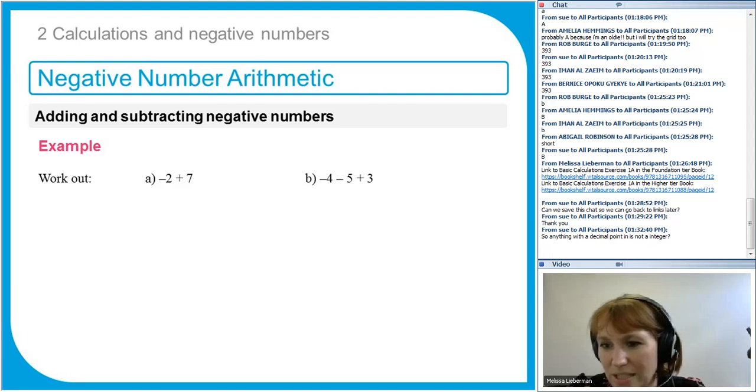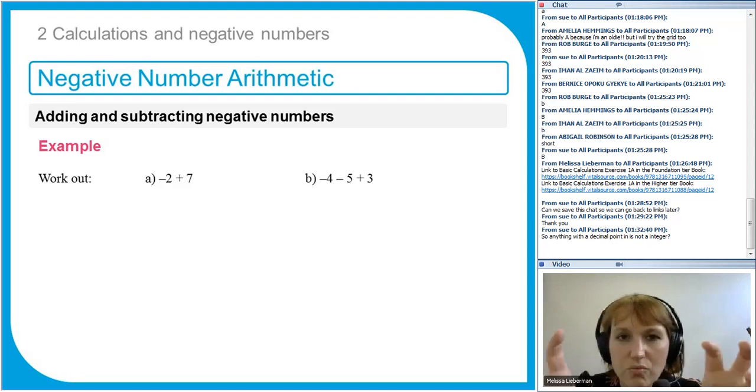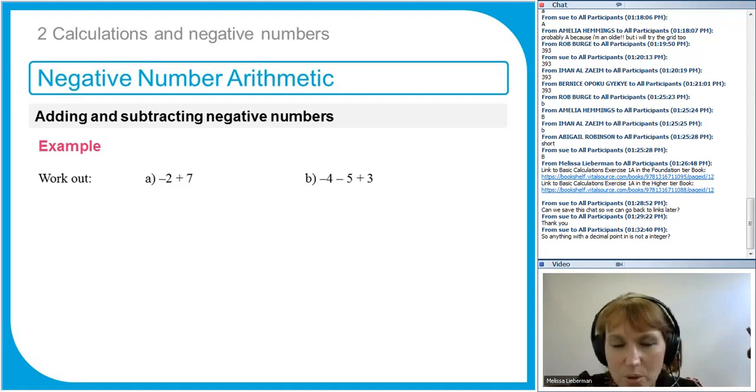So anything with a decimal point is non-integer, yes, right. So if it's got a decimal point, if it's got a fraction in it, if it's an irrational number, like pi, that's not an integer. Integers have to be whole numbers. So if somebody said to you, write down all the integers between -3 and 5, you would just write -2, -1, 0, 1, 2, 3, 4. You wouldn't write down the decimals and the fractions in between, because integers are strictly whole numbers. Good. Right, work these out.